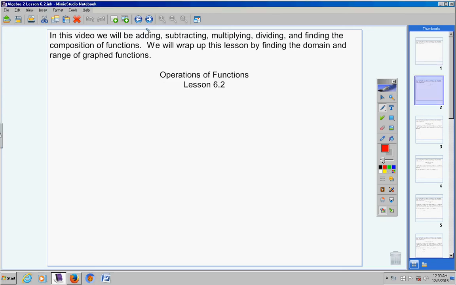Alright, here we go. Your heading today is called Operations of Functions. Lesson 6.2, and be sure and include today's date. Copy this down, please. Operations of functions. Lesson 6.2, and be sure and include today's date.